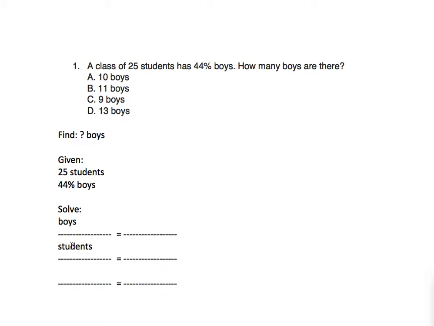It would work to put students on top, but it makes more sense with the percent to have whatever word is after percent on top. It's just easier to know what to put where. So with all of these kinds of ratios, whatever is on the left equals whatever's on the right. So boys over students equals boys over students.